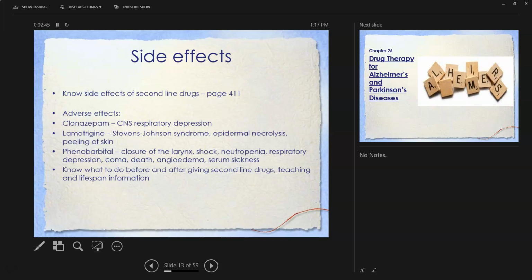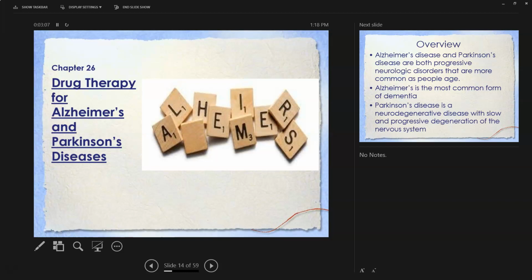Also make sure you know that pancreatitis can certainly come from some of these medicines. And so the patient has enough to worry about. We may give them pancreatitis. Adverse effects of these are listed here. Phenobarbital: closure of the larynx, shock, respiratory depression, lots of side effects. So make sure you study all that. Make sure you know the terms. Make sure you know the key points at the end of the book.